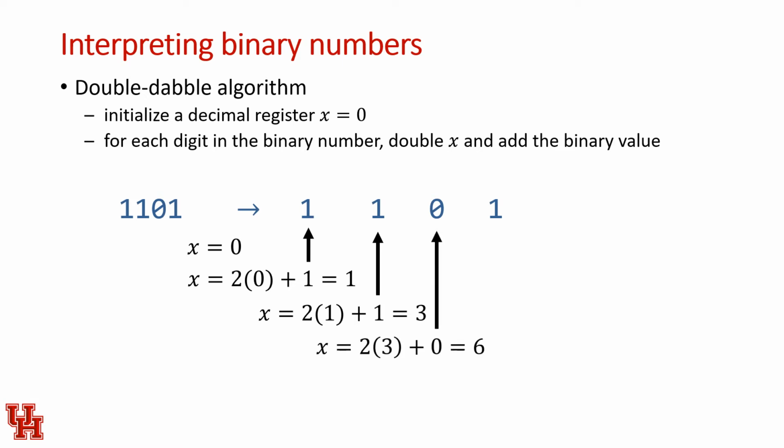The next binary bit in the sequence is 0, so we will double the register and reassign the new value, 6. Finally, we double the register again and add the last bit, 1, to get the final representation of this binary number, which is 13.